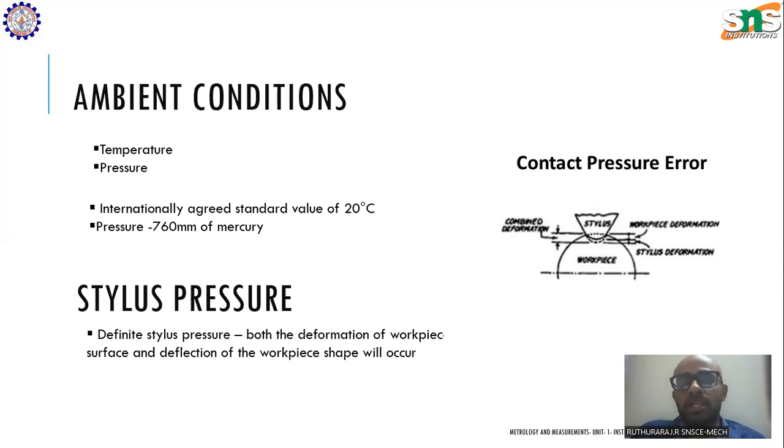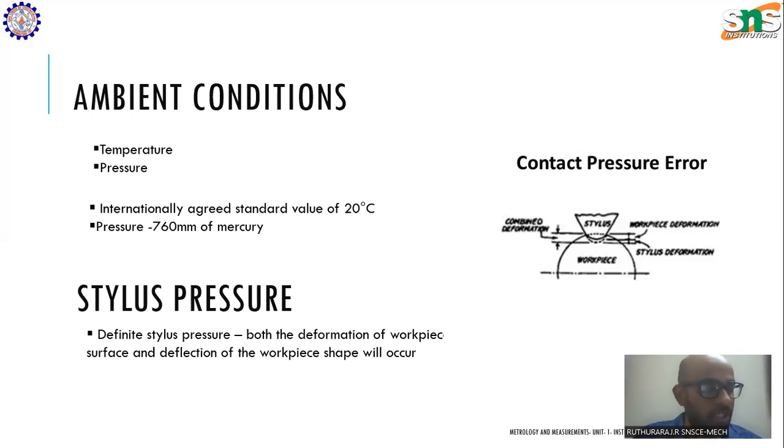So always you have to measure in proper ambient conditions: a closed room with proper ventilation and a temperature of 18 degrees Celsius. That is the most preferred ambient condition for measuring values. It has to be maintained properly in order to get proper measurements. As you can see here, the internationally agreed standard is 18 to 20 degrees Celsius and a pressure of 760 mm of mercury. That's the internationally recognized ambient condition for measuring.